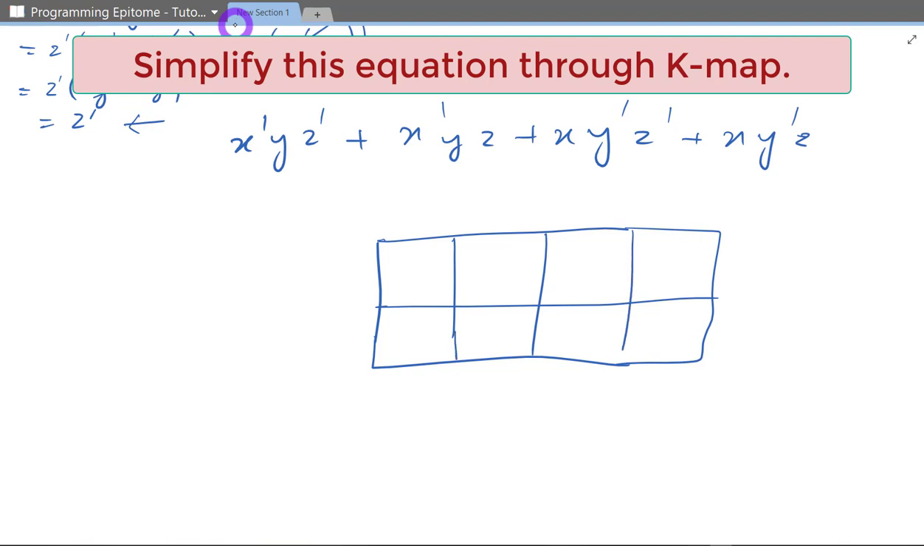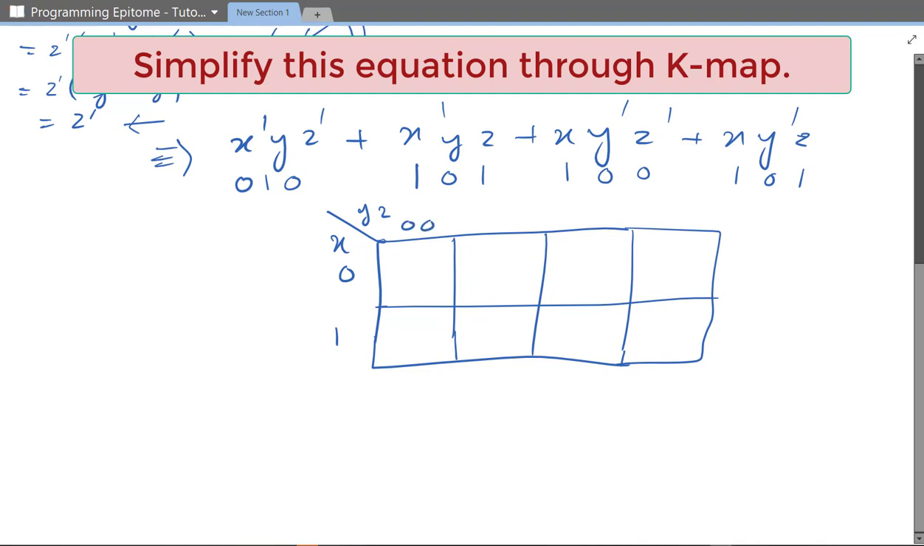Then let's label it x here, y and z here. If you are given any equation, the first thing you have to do is write the values from the equation. If it is in sum of products form, the first value is 0 1 0. Wherever there is a prime, it is 0, and wherever there is not, it is 1. So 0 1 0, and 1 0 1, and 1 0 0, and 1 0 1. We have already learned how to write the labels: 0 0, 0 1, 1 1 and 1 0.